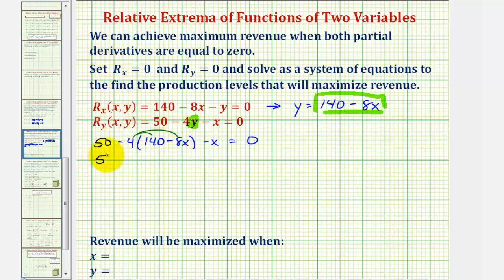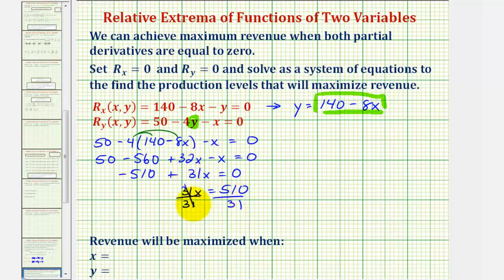Let's clear the parentheses and solve for x. So we'd have 50, this would be minus 560 plus 32x minus x equals 0. So combining like terms, we have negative 510 plus 31x equals 0. Add 510 to both sides, that would give us 31x equals 510. Divide by 31. So the exact value of x that would maximize revenue is 510 divided by 31.